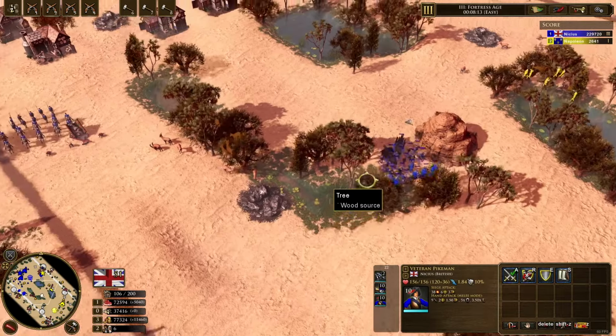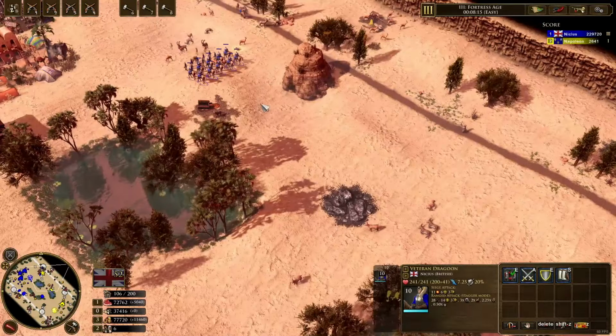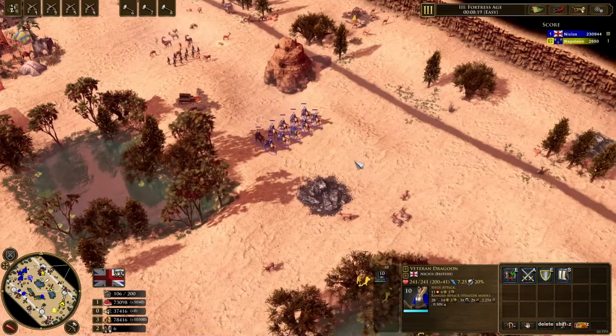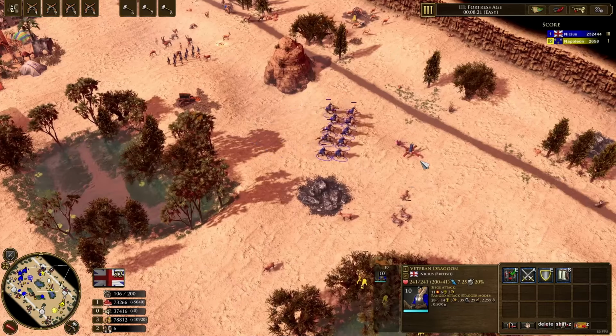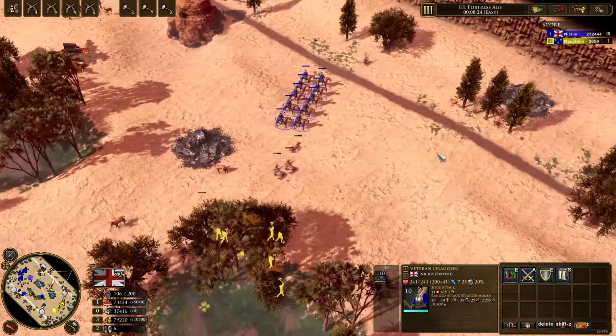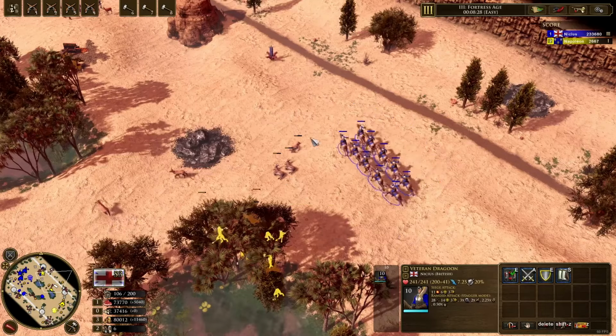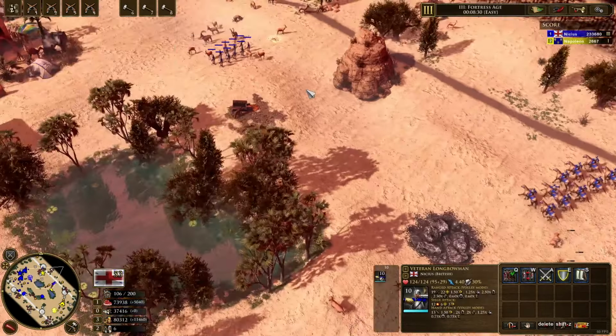Whereas if you have more of a ranged composition like this, or if you also have a mobility advantage, you're better off on an open field where you can utilize your maneuverability to flank your opponents or catch reinforcements.